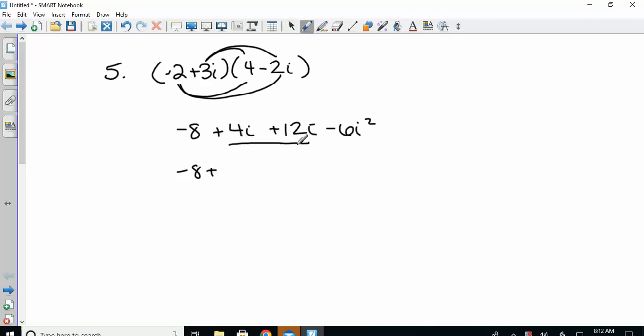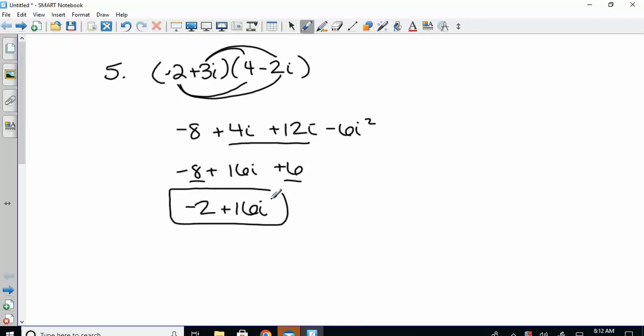Okay, so if we add these, that's 16i. What does -6i squared turn into? And so add like terms, -8 plus 6 is -2 plus 16i. Remember, I do want standard form a plus bi first. We put the real number first, and then the imaginary number at the end.